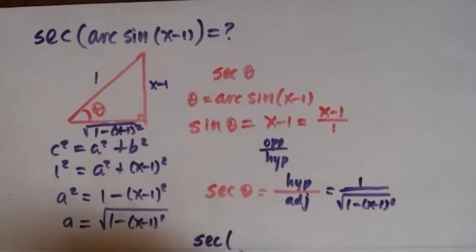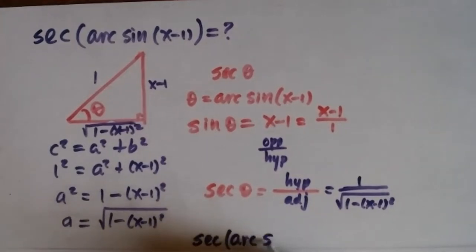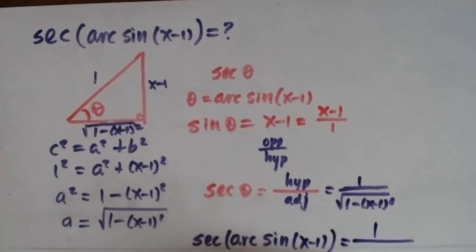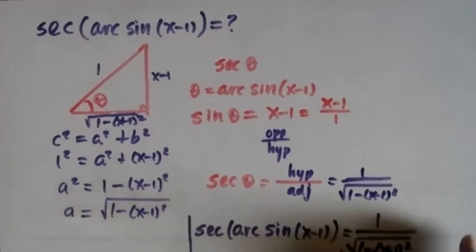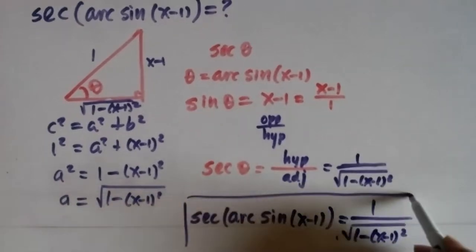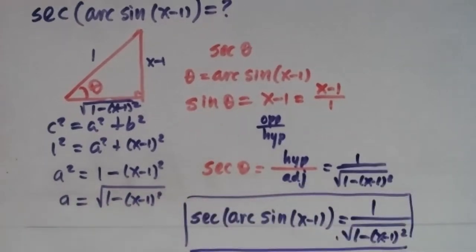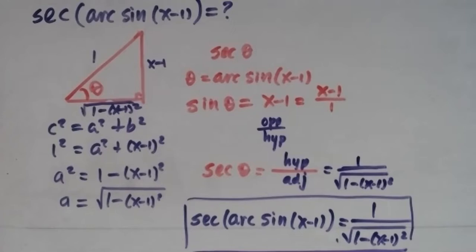So I have to write my final answer with this expression I got at the beginning. x minus 1 equals 1 over the square root of 1 minus (x minus 1) squared. So this is going to be my final answer. You see, it's the same expression, the same procedure, nothing really new.